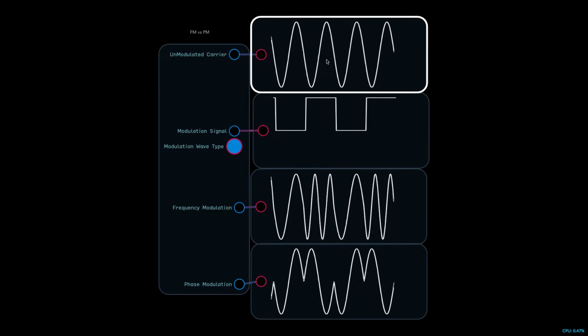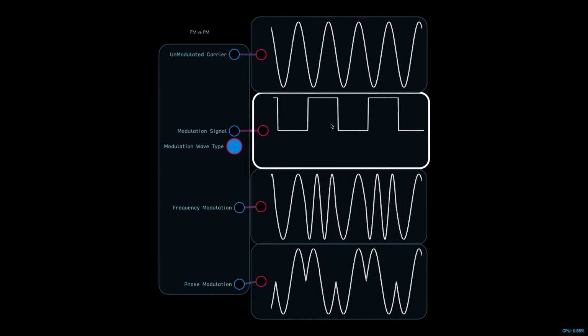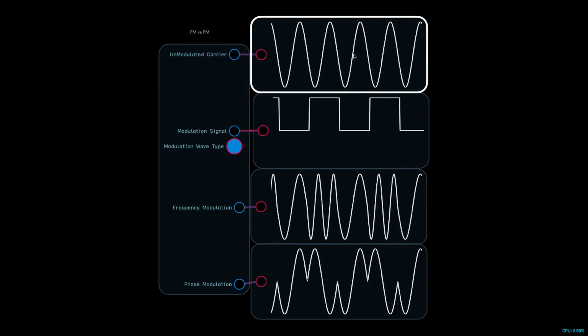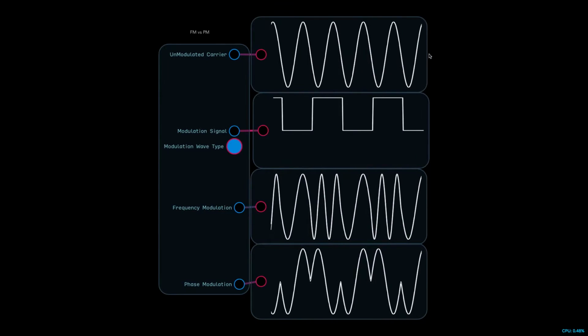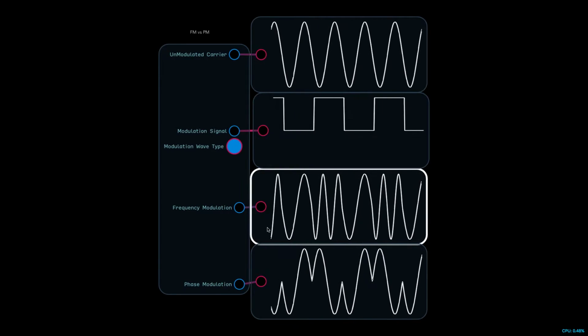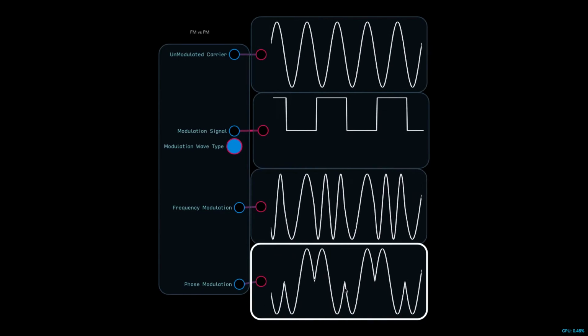This is the carrier wave, and this is the modulating wave. The carrier wave is the wave that has the modulation acted upon it. So here it is, unmodulated. This is with frequency modulation, and this is with phase modulation.